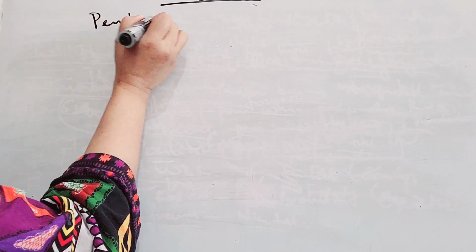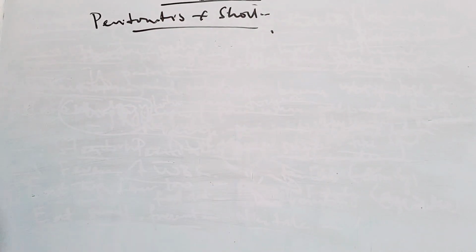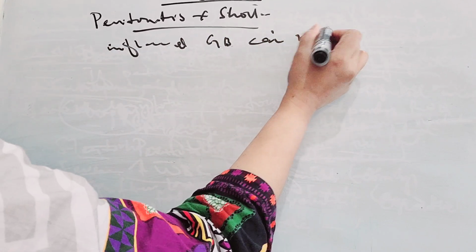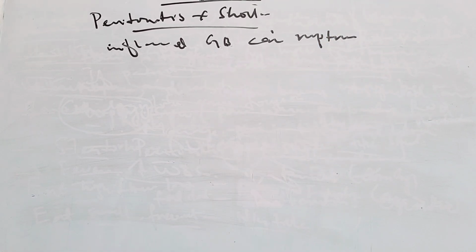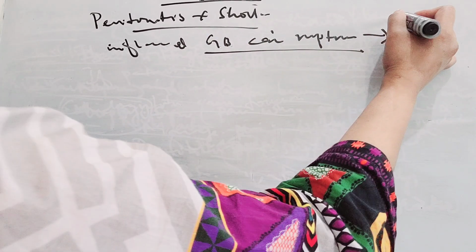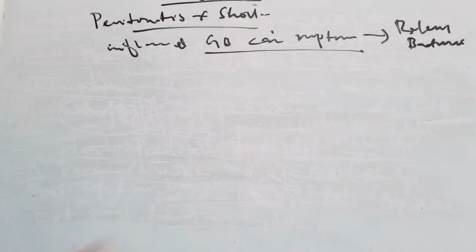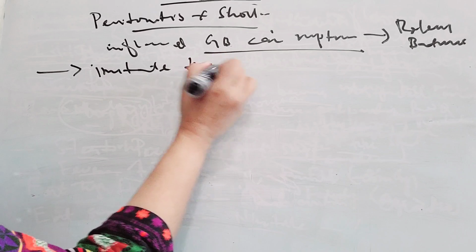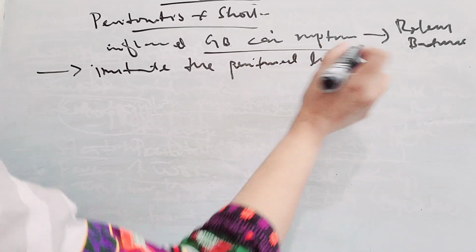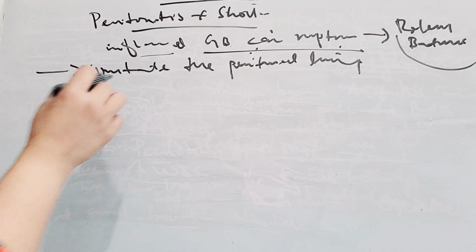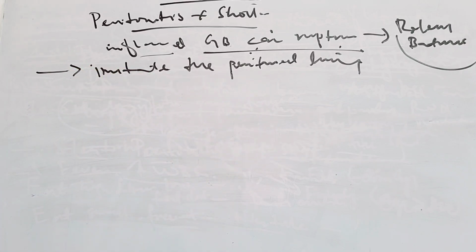Now how will we monitor for peritonitis and shock? Very important. How do we monitor for peritonitis and shock in a cholecystitis patient? An inflamed gallbladder can rupture, releasing bacteria that irritate the peritoneal lining. Once the gallbladder ruptures, it releases bacteria, and what will they do? They will irritate the peritoneal lining, causing peritonitis and shock.